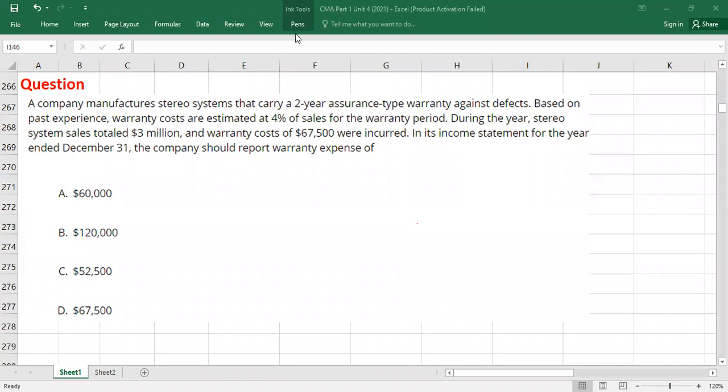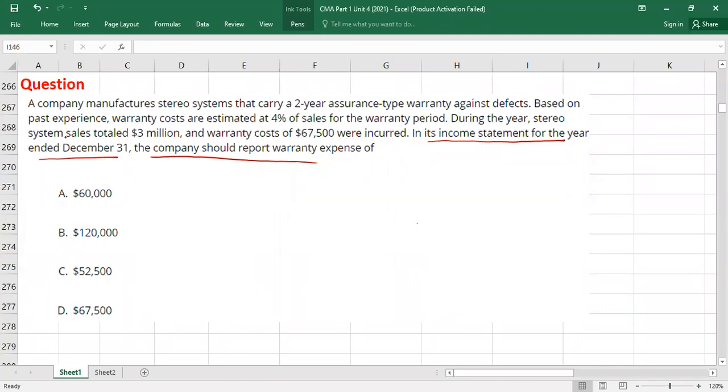So guys, here what we have to calculate? We have to calculate in its income statement for the year ended 31st December the company should report warranty expense. So we need to look, is it assurance type warranty? If it is assurance type warranty, we will take sales value multiplied by estimated percentage to record as expense. But if it is a service type warranty, actual payments will be recorded as expense.